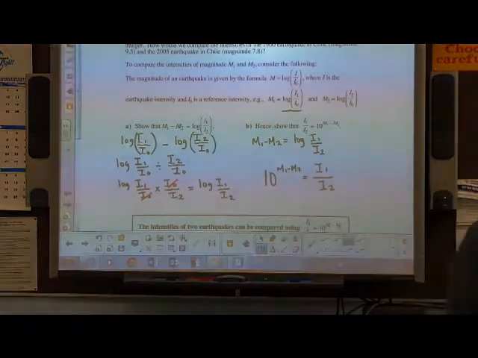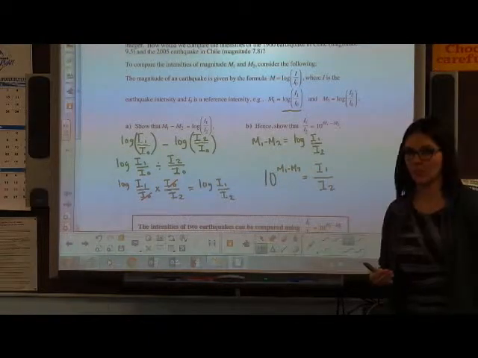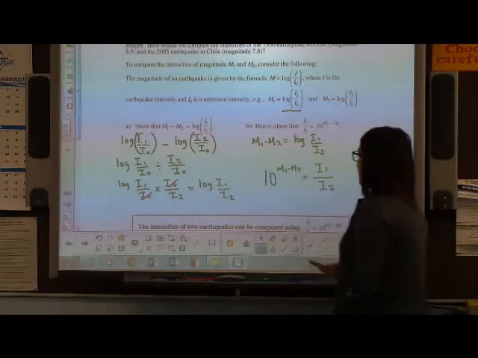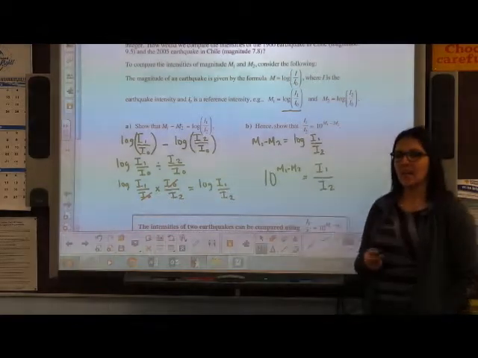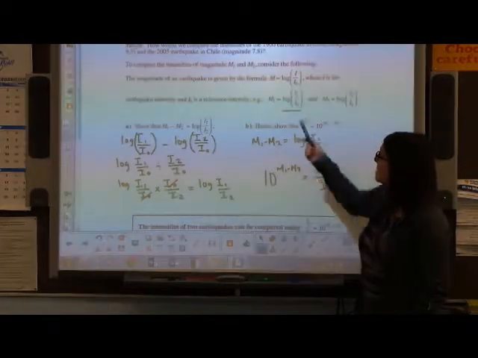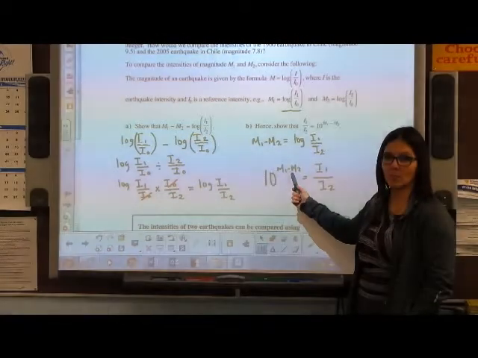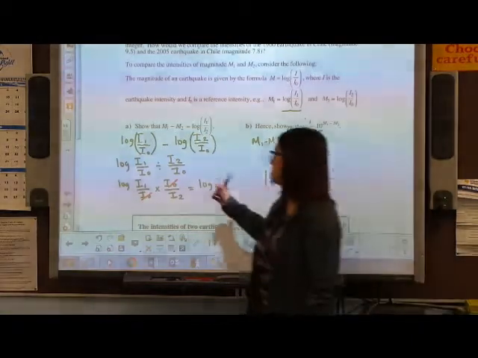This is what would be provided to you, so you wouldn't be expected to derive this. This would be given to you. So all that means, really, is that if I wanted to find the difference in the intensities, I would take the one magnitude minus the other magnitude, and it would be to the power of 10.